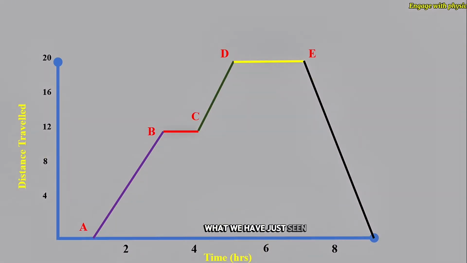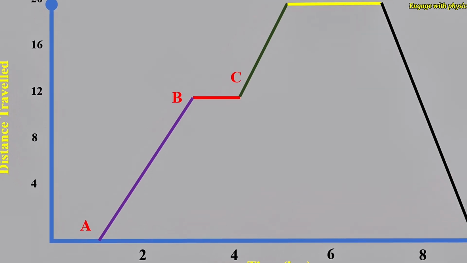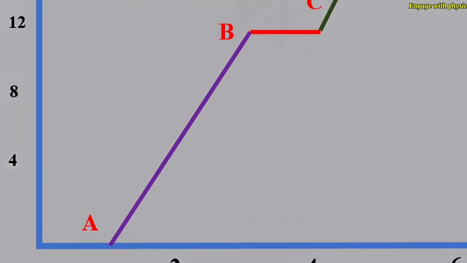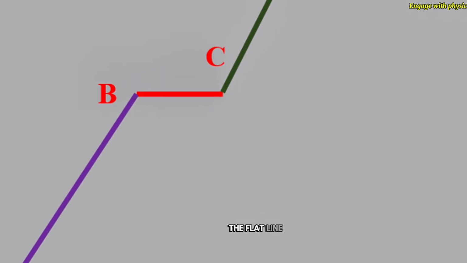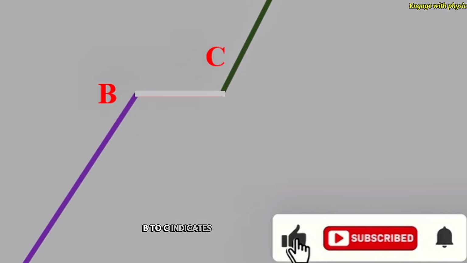What we have just seen is the formation of a distance time graph documenting Aya's journey. The line A to B shows him traveling from his house to the university. Because this is a straight line, it indicates that he is traveling at constant speed. The flat line B to C indicates that his speed is 0 and he is at rest.